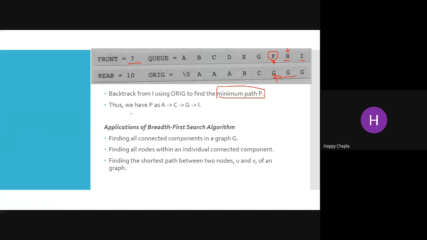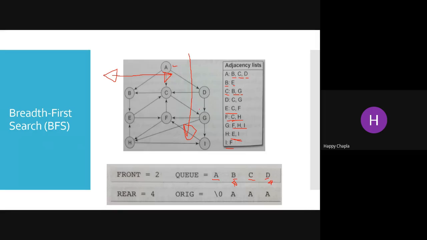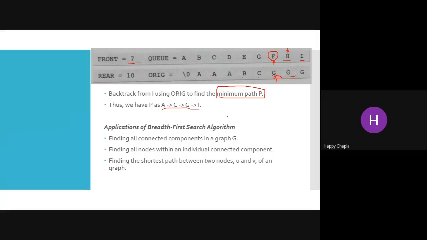Okay, so we have the smallest path from A, C, G, and I. A, C, G, and I. Right, so using this we can achieve the traversal of the entire graph, with every node traversed. We can visit every node.